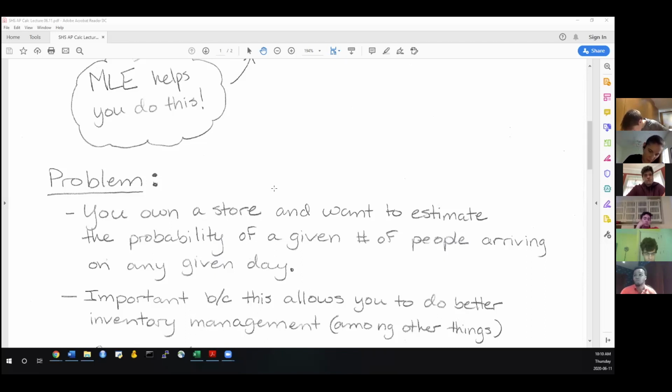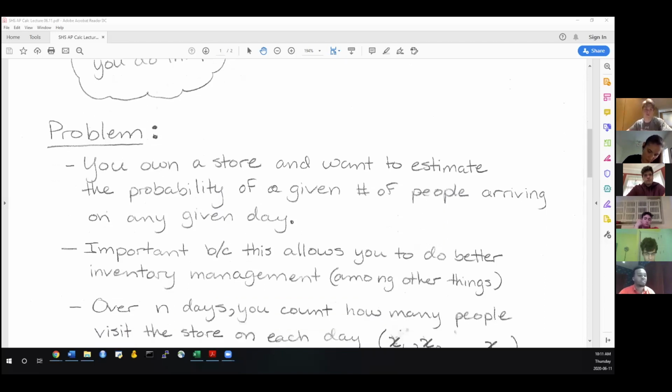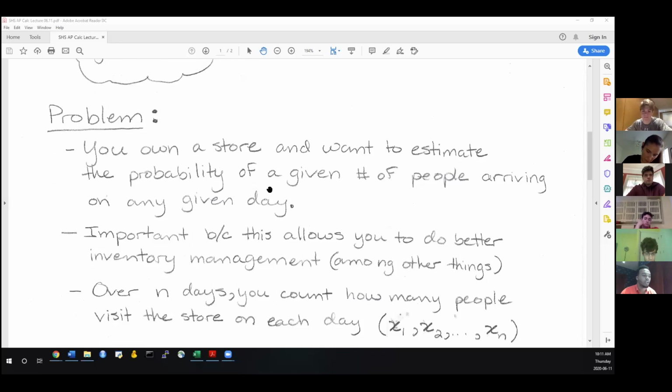So that's what you're trying to do, and that's why you're trying to do it. And what you're given access to is that over the course of n days, you count how many people visited the store on each day. So these variables, little x1, x2, ..., xn, represent the number of people that arrived at your store. Those would be non-negative integers, so 0, 2, 3, 5, etc. So this is what you observe, and you're trying to figure out how you can now start from that and reconstruct your probability model.